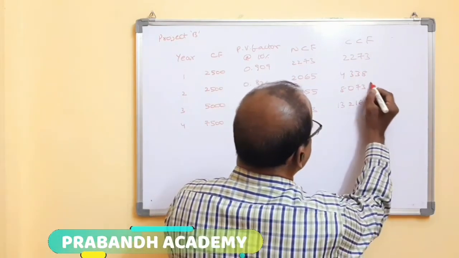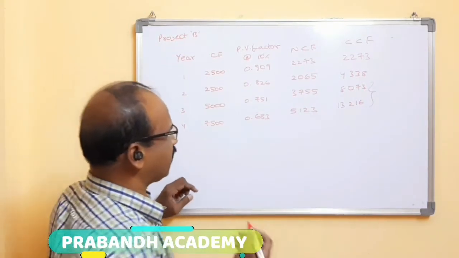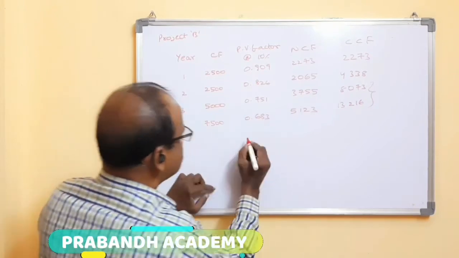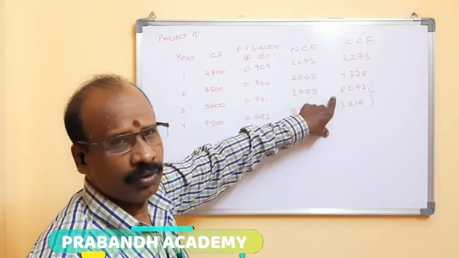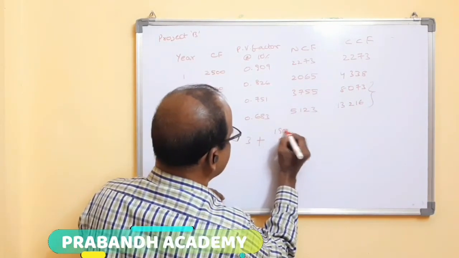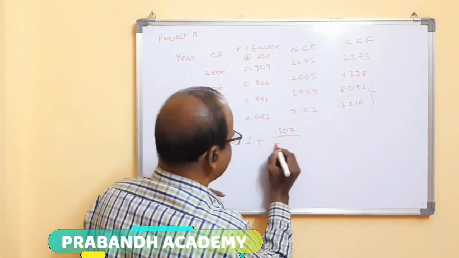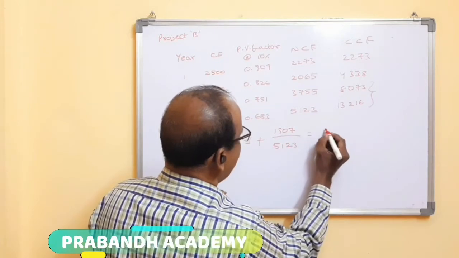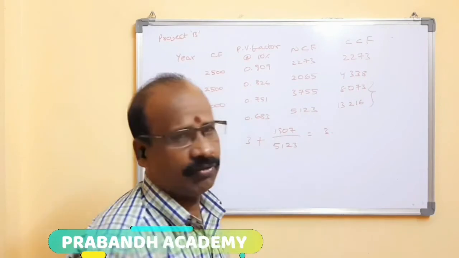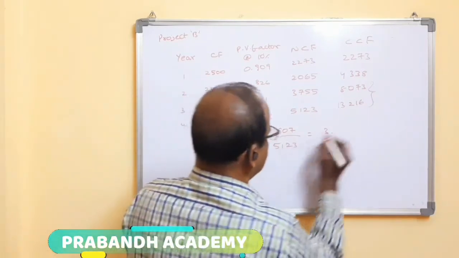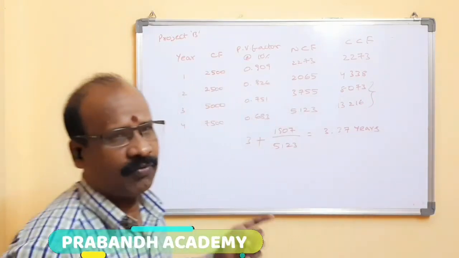The investment is 10,000. So the payback period is between third and fourth year. And coming to the formula, year before fully recovered. So when we recover fully, fourth year. Before means third year. Plus uncovered amount, 10,000 minus 8,073, we get 1,907. By current year cash flow. Current year cash flow 5,123. If you simplify, 1,907 divided by 5,123, we get 3.37 years. This is the payback period for project B.